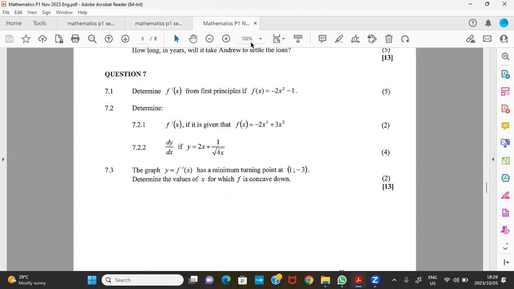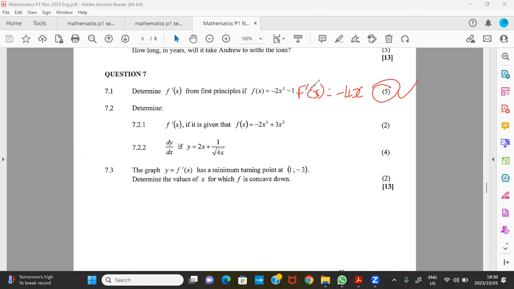Let's go. So 7.1, first principles, that's always the first one. So this is a quick 5 marks, guys. As I said, just write this on the side. F prime x is going to be what in this case? Minus 4x. And it's similar to the previous one that we did. So you can see these questions, they are similar.